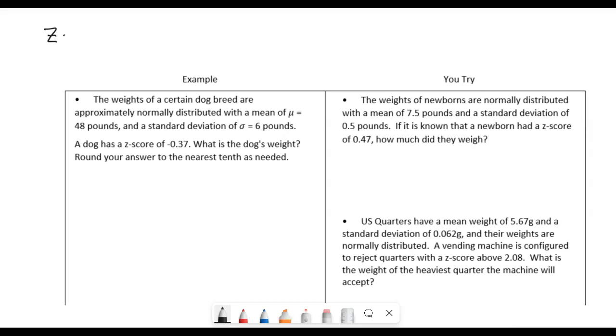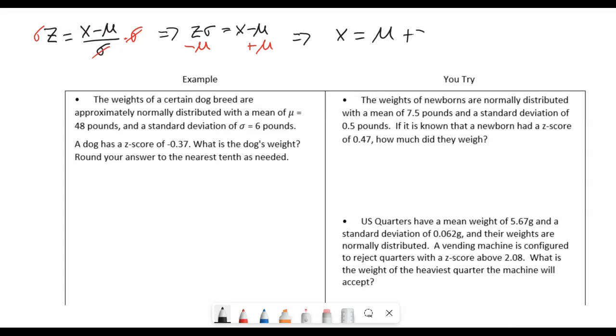It's the z-score formula. And we can use this to solve for x. Our first step is to multiply by sigma. That eliminates the fraction. The next step, and the last step in fact, is add mu. That was a below average for sure. We have, and I'm going to write x first, mu plus z sigma.